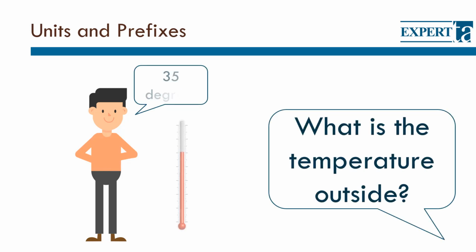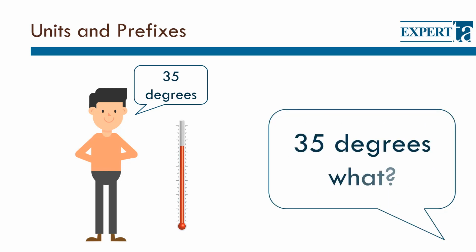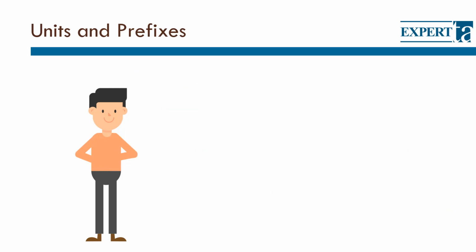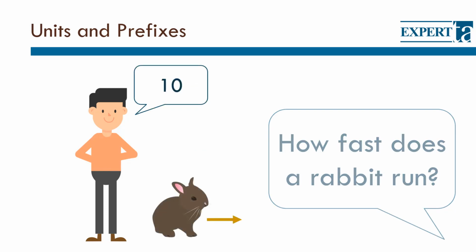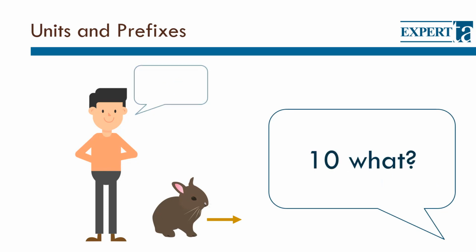And someone says 35 degrees. And then you say 35 degrees what? And then they'll say 35 degrees Celsius, which corresponds to 95 degrees Fahrenheit in the US, and so on and so forth. How fast does a rabbit run? Someone says 10. So 10 what? 10 meters per second, maybe.